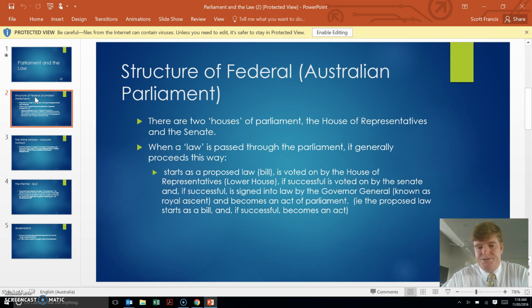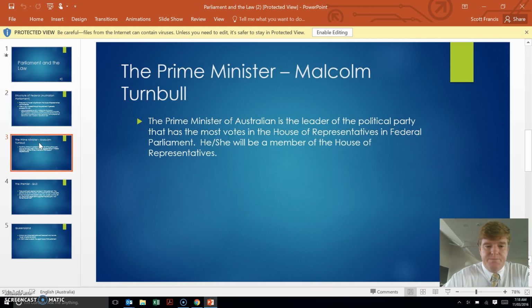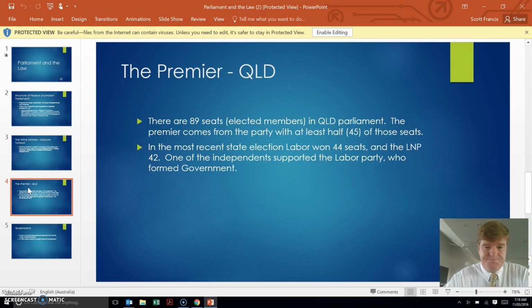When a law is passed through the Parliament, it starts as a proposed law, a bill, voted on by the House of Representatives, then by the Senate, and if it's successfully voted, it keeps moving through the system, and is then signed into law by the Governor-General, the royal assent, and becomes an act of Parliament. So it starts as a bill and becomes an act. The Prime Minister has the most votes in the House of Representatives. That is currently Malcolm Turnbull.